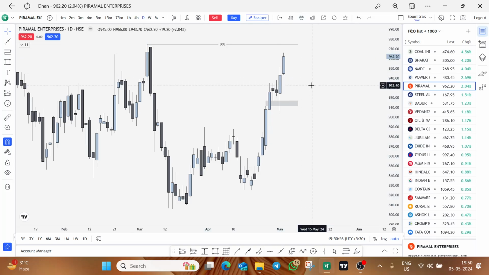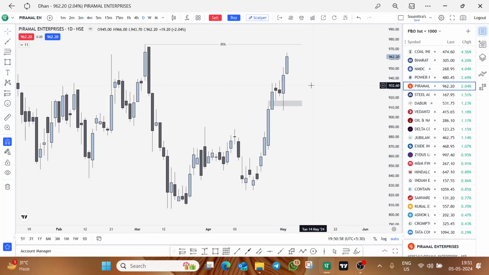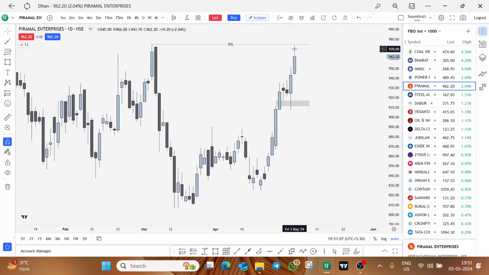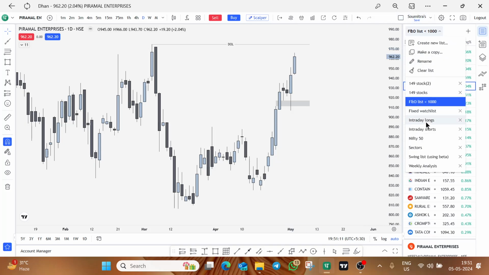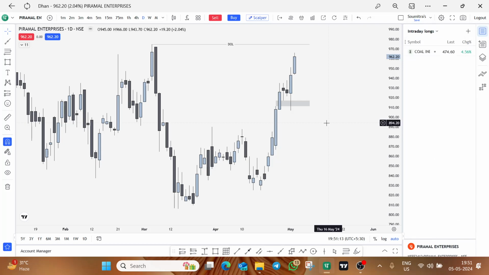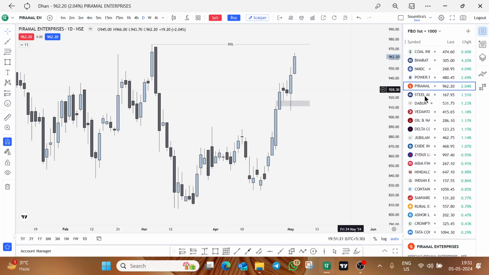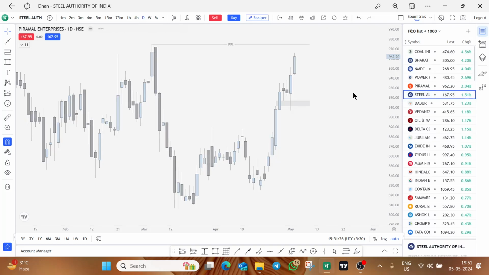So based on that, you see, we can select this stock. We have a clear point from which the price is coming. We have a clear point from where it is reaching, and we have a good risk to reward ratio. So we are going to select this stock in intraday longs. Like in this manner, we will select the bullish stocks. Let us see another, Steel Authority of India Limited.